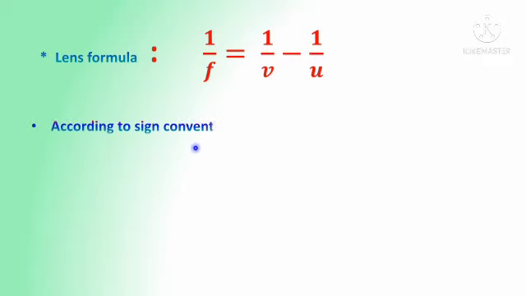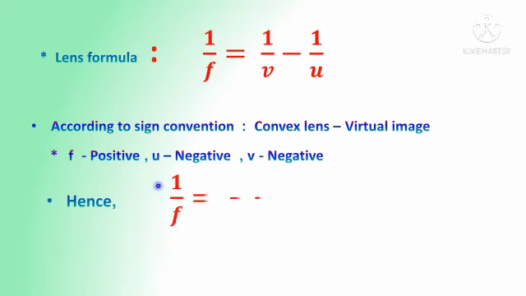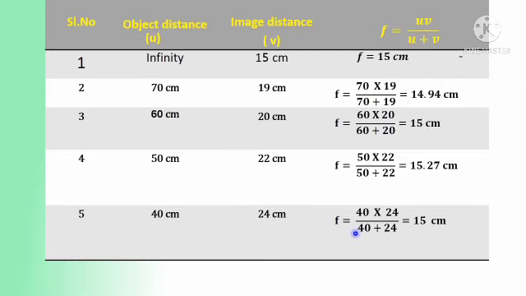According to sign conventions, for a convex lens with a virtual image, that time we are using a different formula. f equal to positive, u equal to negative. We are also using the negative formula. Then 1 by f equal to minus 1 by v plus 1 by u, or f equal to vu by u plus v.